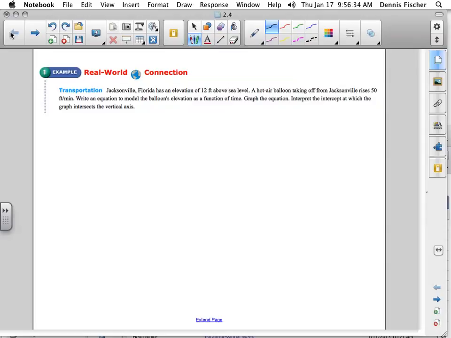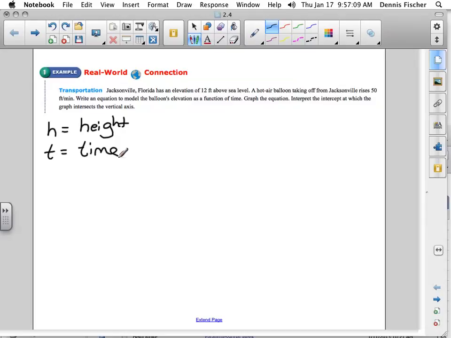It says, Jacksonville, Florida has an elevation of 12 feet above sea level. A hot air balloon taking off from Jacksonville rises 50 feet per minute. Write an equation to model the balloon's elevation as a function of time. Okay, so I'm going to let two variables here. I'm going to say h is my height, and t is time.